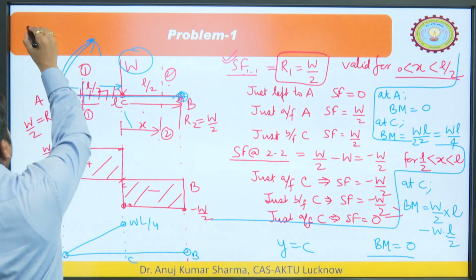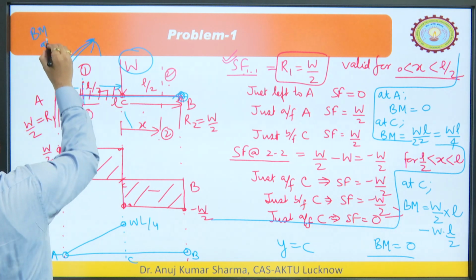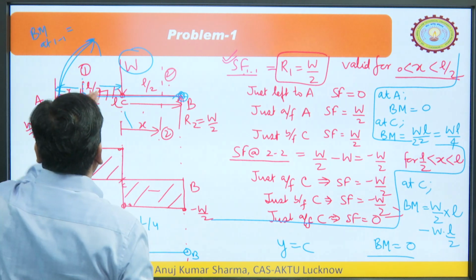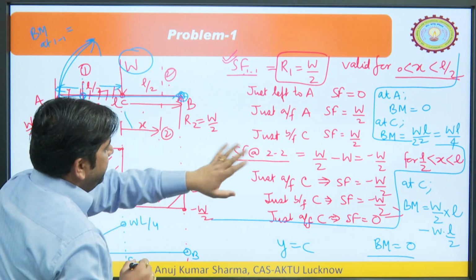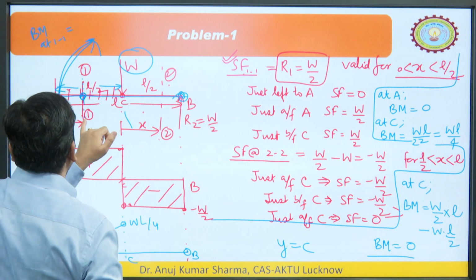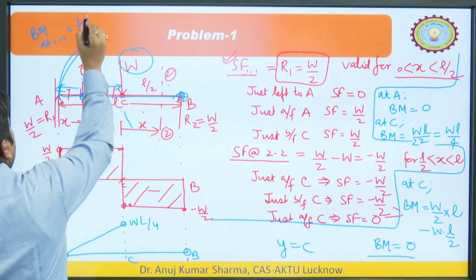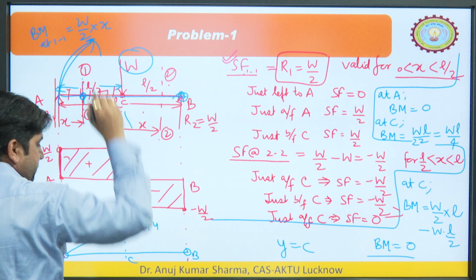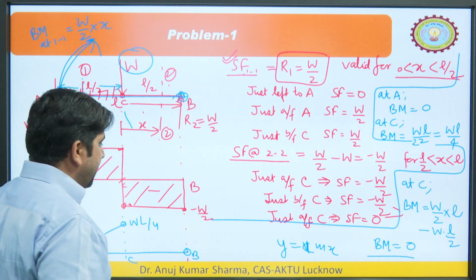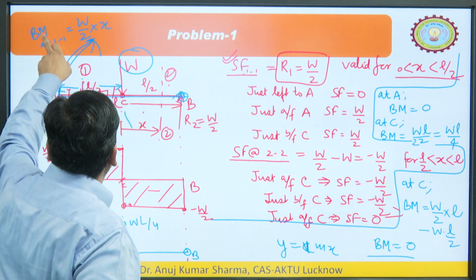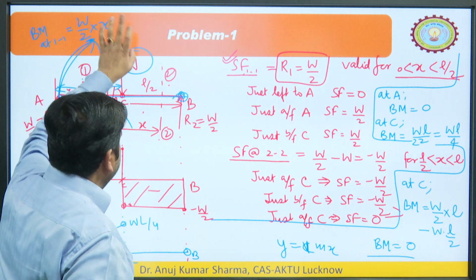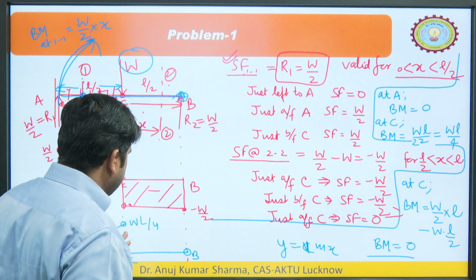Let us say you want to calculate the bending moment at section 1 1. Because it was very simple I used the direct values, otherwise we can calculate the bending moment at any particular section. At 1 1 it would be W by 2 multiplied by x. That is why it has come as an inclined line. So, y is equal to mx, where y is the bending moment in the y direction, W by 2 is the slope of the line, and this is the x. That is why this line has come like this.